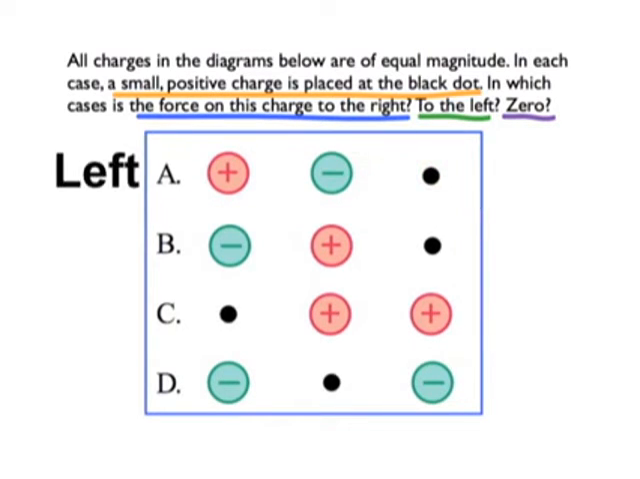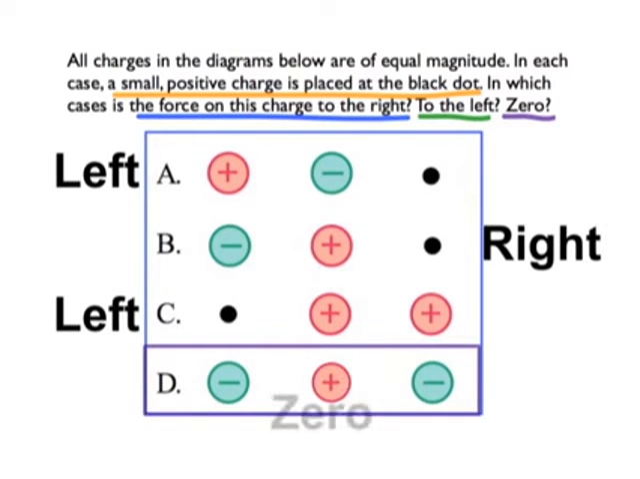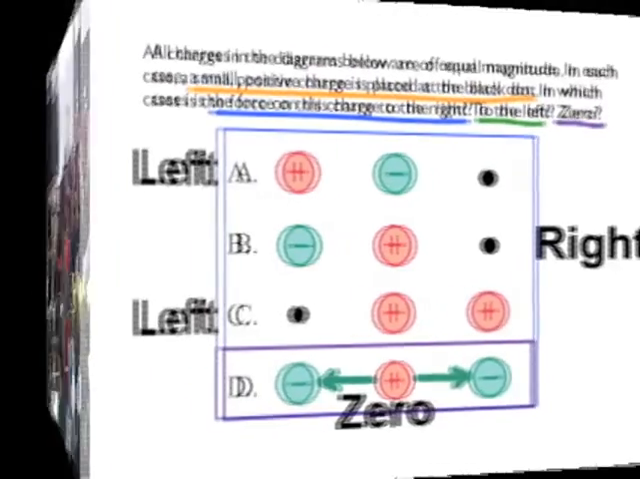So left, right, left. How about this one? 0, because it's going to have an attractive force to the left and an attractive force to the right, but they'll have the same magnitude.